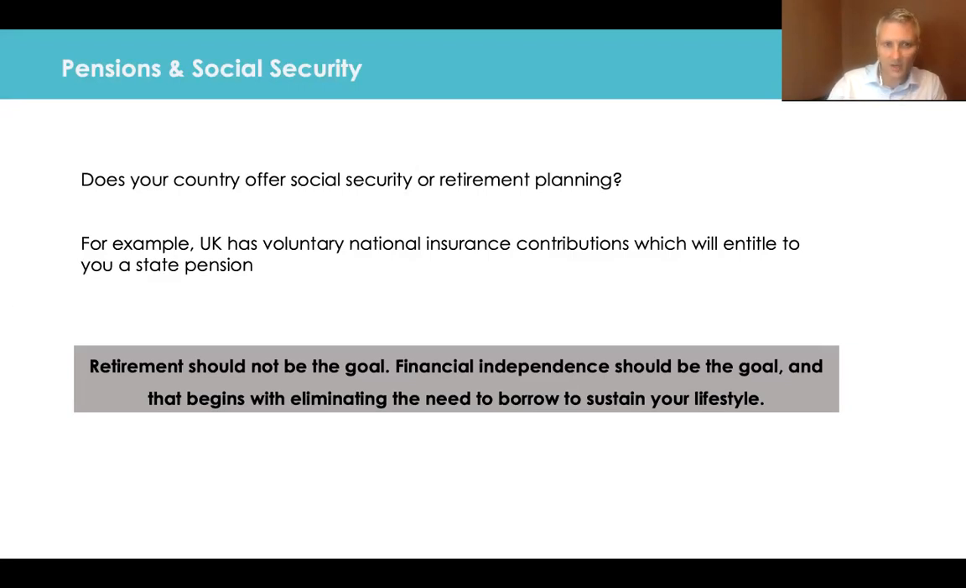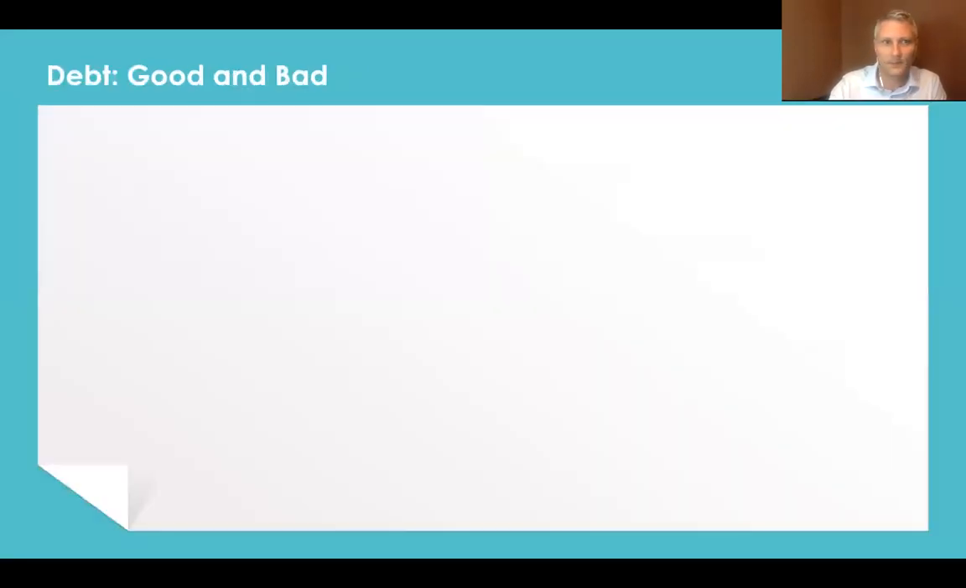The eventual aim of, say, retirement is not the goal, it's financial independence that is the goal. So it begins with eliminating the need to borrow to sustain your lifestyle. Social security or pensions is just another source of income that can help to maintain that level. That comes back to those spending plans and the budgets as well.